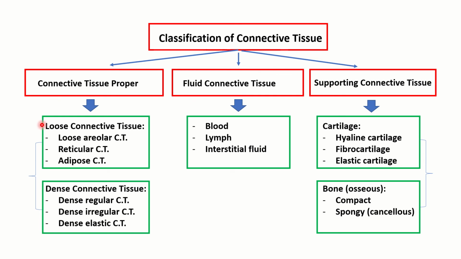The connective tissue proper is divided into loose and dense connective tissues. The loose one has three types: loose areolar, reticular, and adipose. The dense connective tissue has dense regular, dense irregular, and dense elastic. Fluid connective tissue is divided into blood, lymph, and interstitial fluid. Supporting connective tissue, two types, one is cartilage, the other one is bone. Cartilage again has three types: hyaline cartilage, fibrocartilage, and elastic cartilage. Bone, there are two types, compact and spongy or cancellous bone.